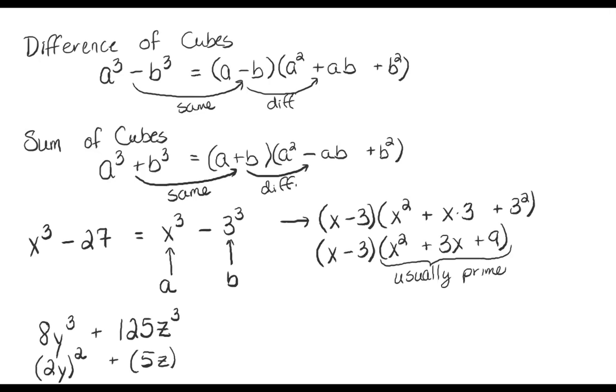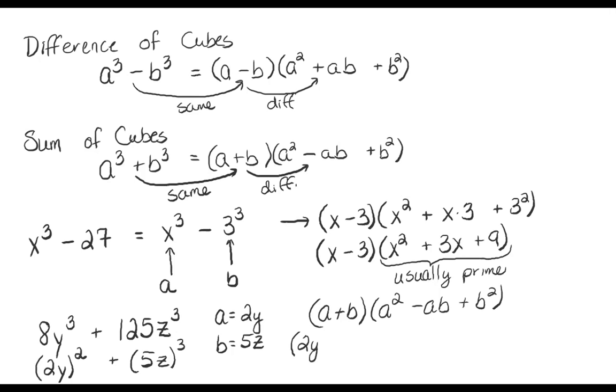So 5z cubed. So in my formula, my A is going to be 2y, and my B is going to be 5z. Identifying what those A's and B's are to start with is going to get you halfway there, because now I'm ready. I'm going to write down my formula. This is a sum of cubes, so I'm writing down my sum of cubes formula, and then I'm just going to write everything right below it. So A is 2y plus B is 5z.